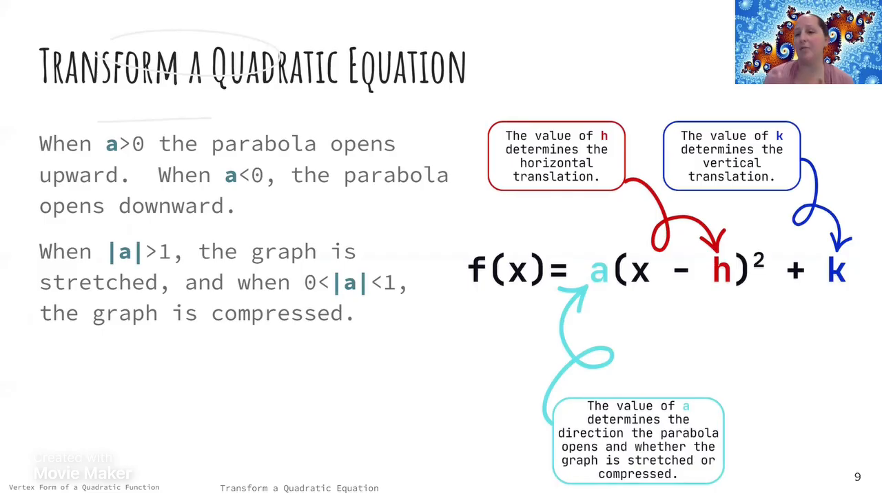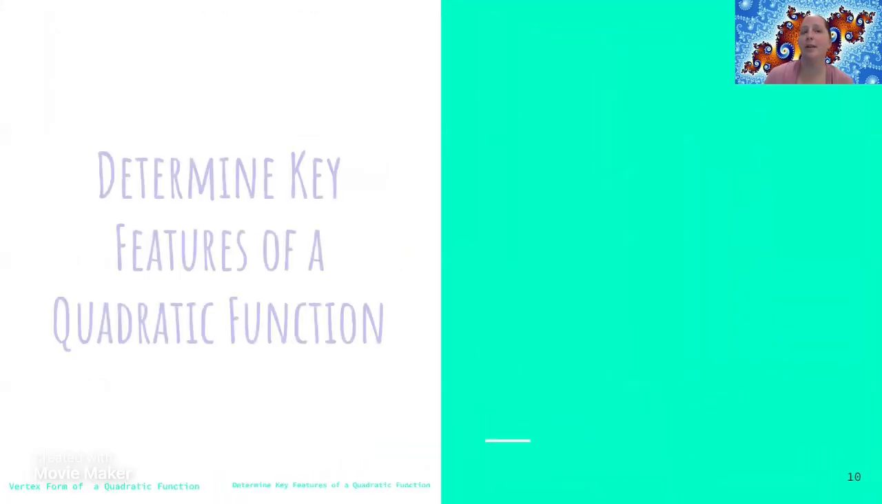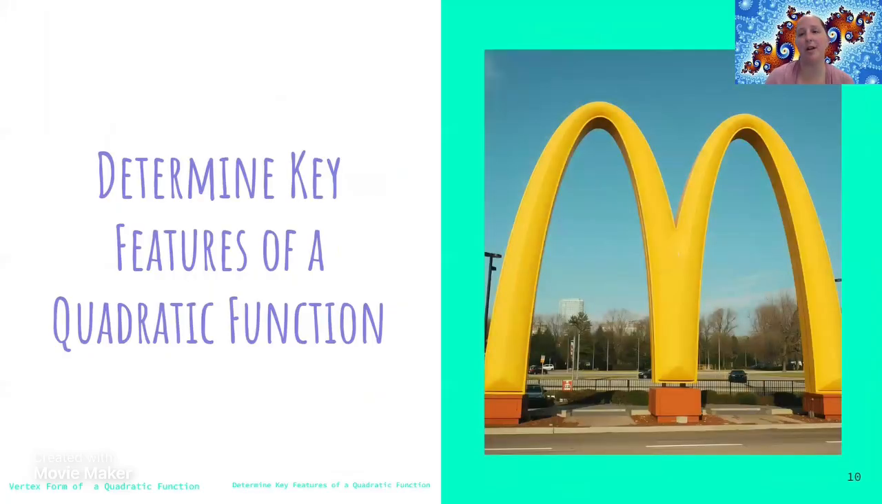So again, when a is greater than 0, the parabola opens upward. When a is less than 0, the parabola opens downward. When the absolute value of a is greater than 1, the graph is stretched. And when it's between 0 and 1, the graph is compressed. So again, the value of a determines that direction and whether it's stretched or compressed. And then h and k are my vertex, but they're also my horizontal and vertical translation. Determine key features of a quadratic function.